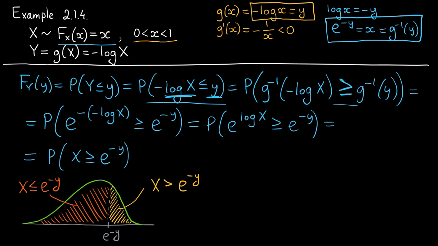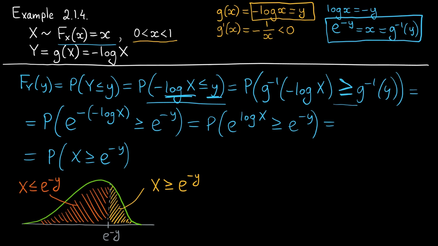Notice that we can be cavalier about the equal part of it. We could erase the equal sign from both sides or bring it back. It makes no difference because x is a continuous random variable, and so the probability of it taking on any one particular value is 0. So we don't have to worry about that.